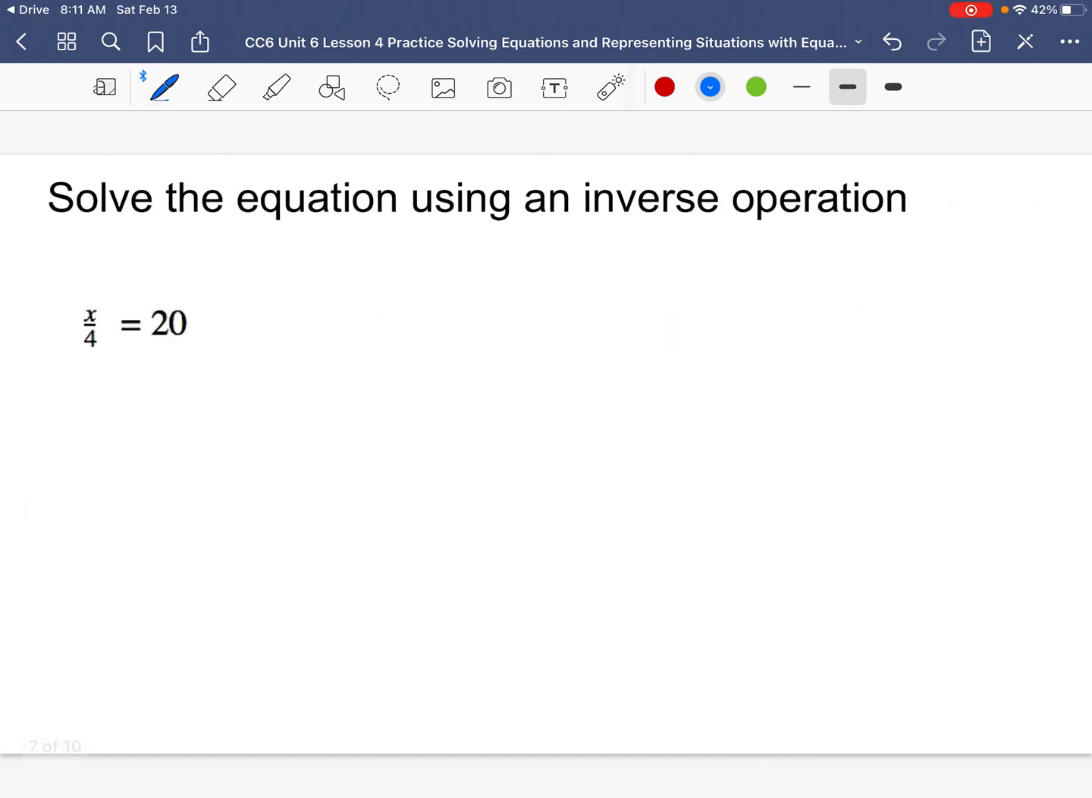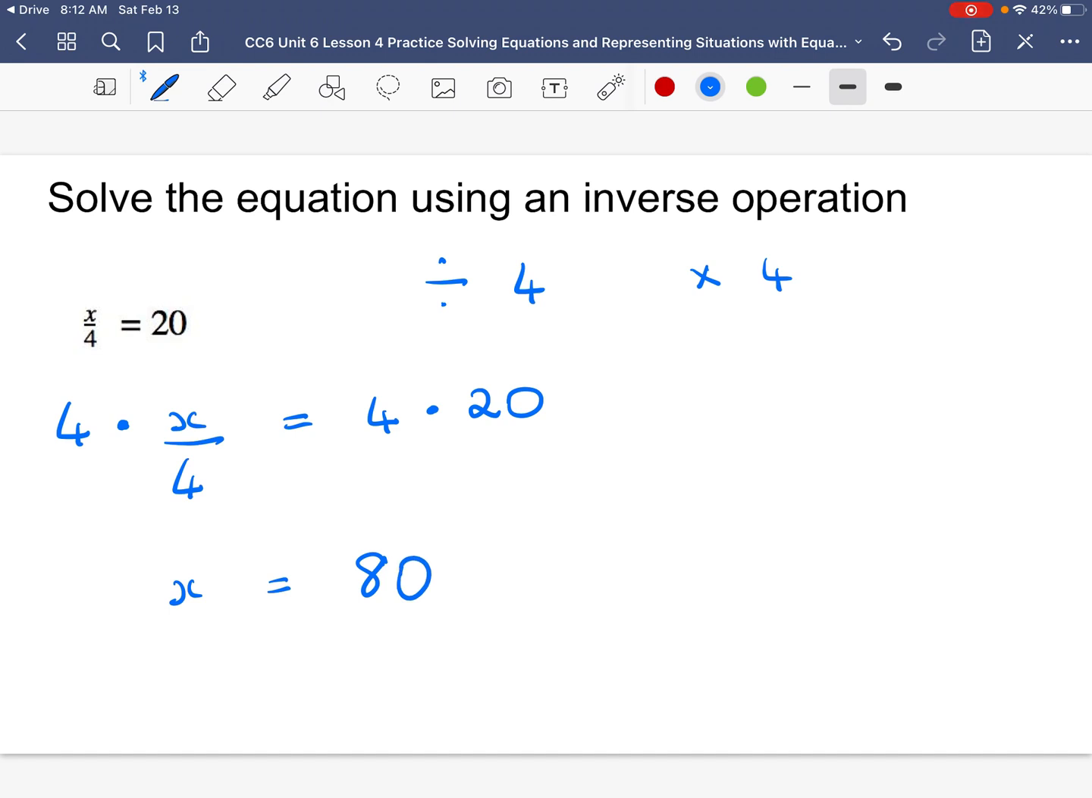And here we have x divided by 4 equals 20. And what's our inverse operation for divided by 4? It's multiplied by 4. So we are going to have 4 times x over 4 equals 4 times 20, because we've got to perform the same operation on both sides. And 4x divided by 4 is 1x, and 4 times 20 is 80. So 80 is the solution to this equation. It is the number that makes it true.